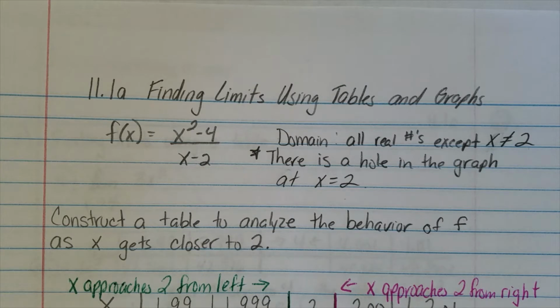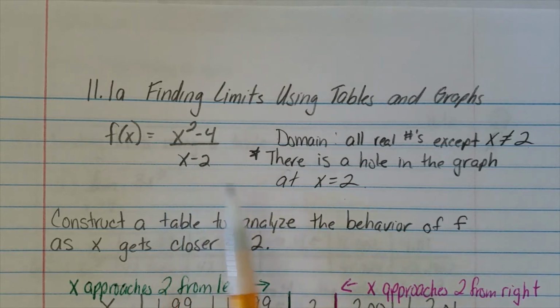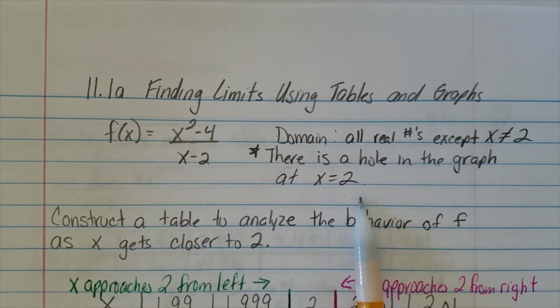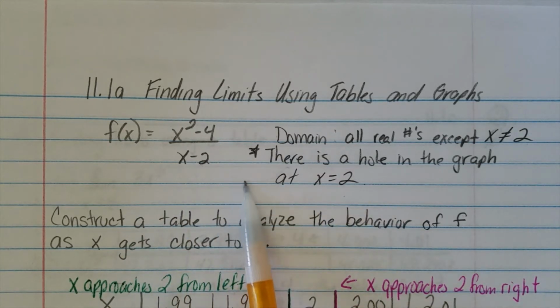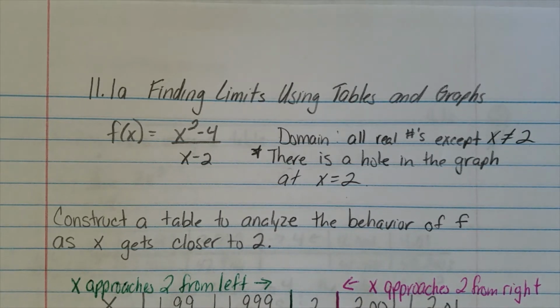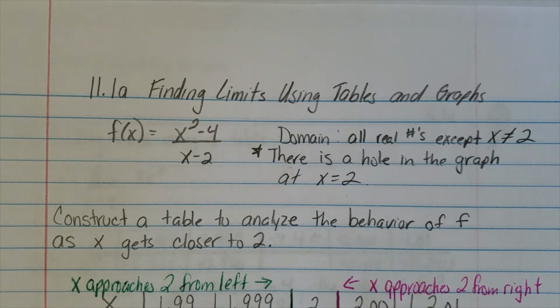Now, what we didn't really go over in the past because we hadn't made it there yet is when you're in a situation like this, you actually have a little hole in the graph at x equals 2. So it's a linear function, but then where x is 2, there's a hole there in the graph. So we're going to construct a table to analyze the behavior of f as x gets closer to 2.